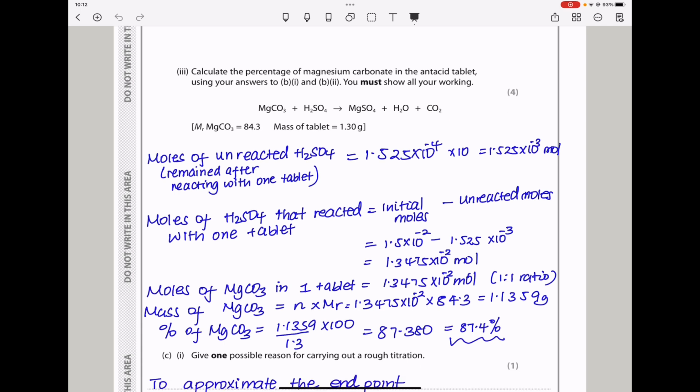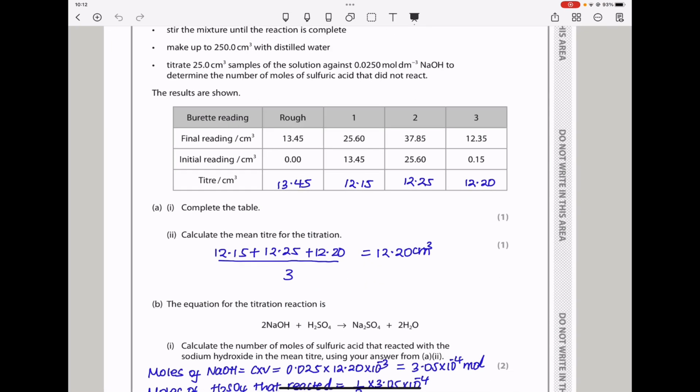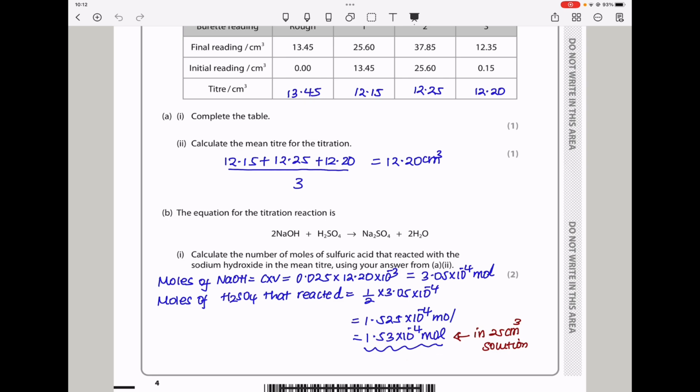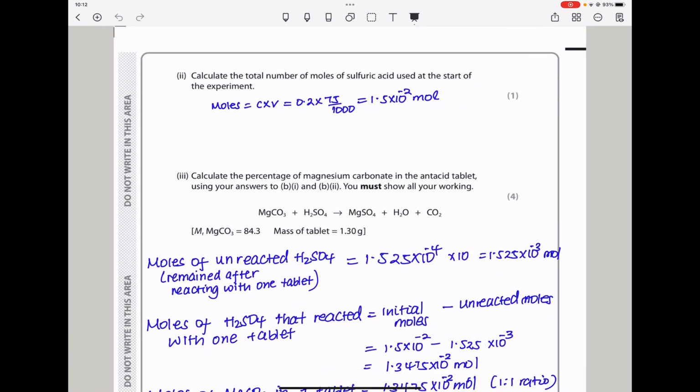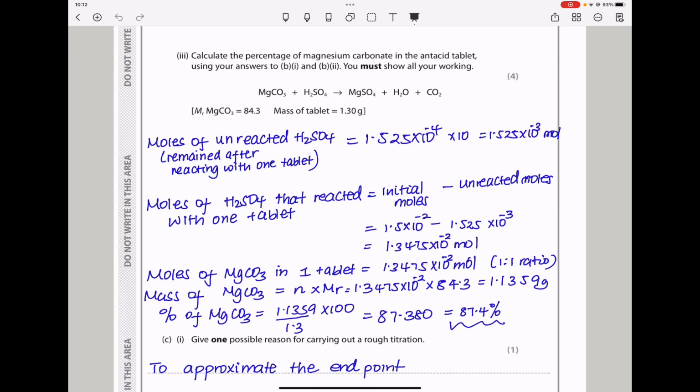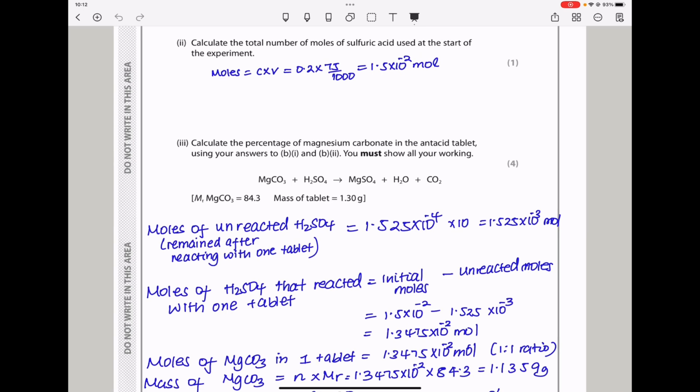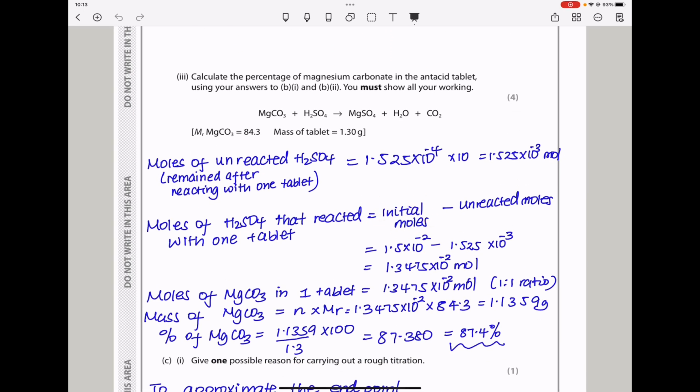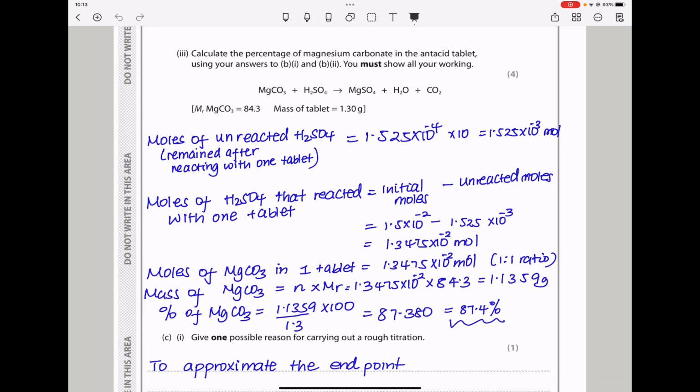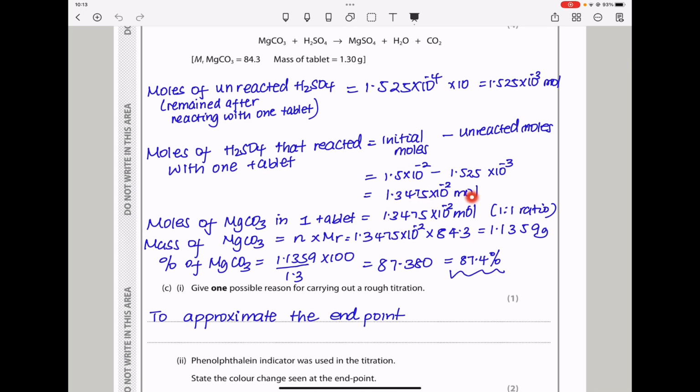Here I started by calculating the moles of unreacted sulfuric acid. This is those remaining after reacting with one tablet. And we know previously we had that in 25, but I wanted to get that into 50, so I multiplied by 10 and I got this. Now to find the number of moles of sulfuric acid that reacted, we need to go back to the initial moles, which were these. These were the moles of sulfuric acid that were put in. So the initial moles minus the unreacted moles: 1.5 times 10 power negative 2 minus 1.525 times 10 power negative 3. And I got this as my answer in moles.